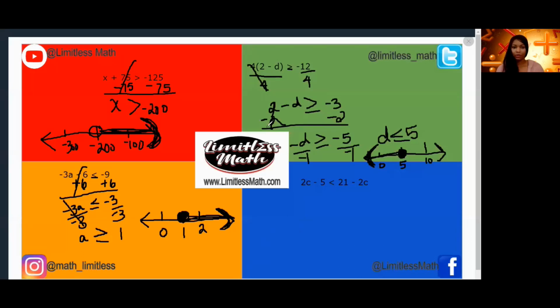Next example, 2c minus 5 is less than 21 minus 2c. We have variables on both sides. We want them to be together. You can move whichever one you like. I would like to add positive 2c to both sides. We will end up with 4c minus 5 is less than 21. Adding 5 to both sides.